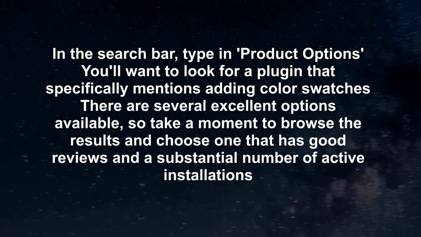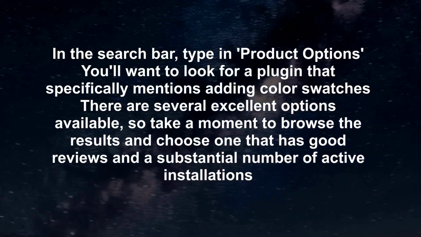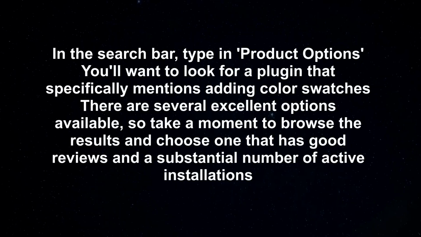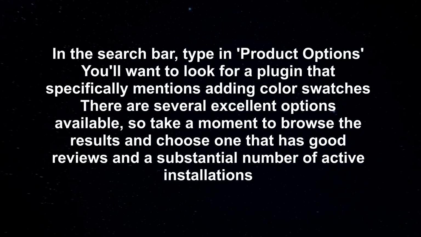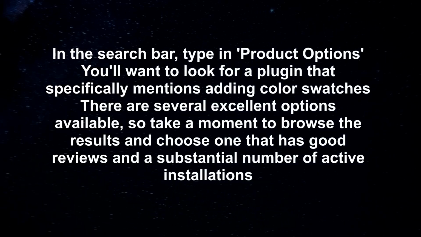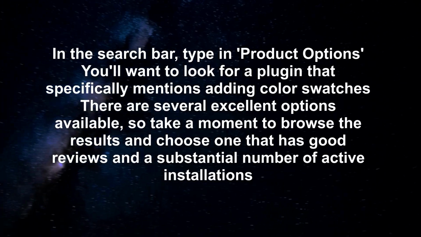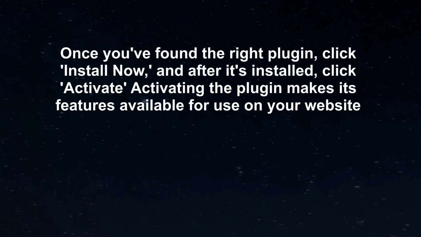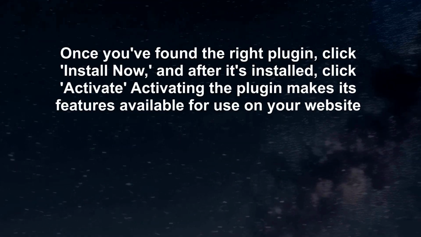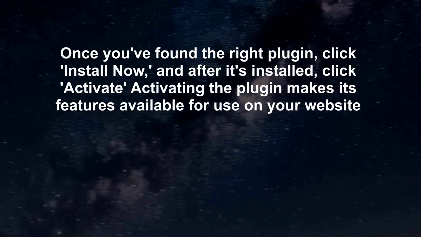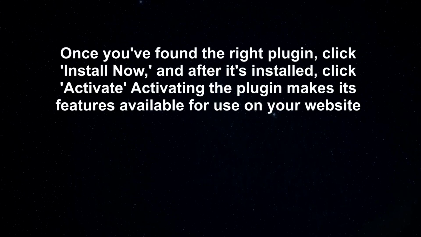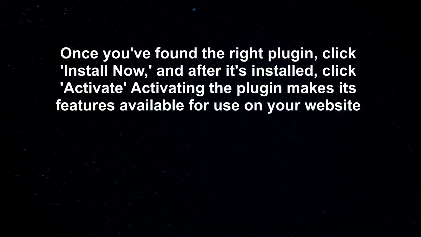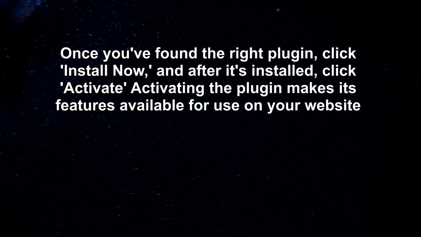You'll want to look for a plugin that specifically mentions adding color swatches. There are several excellent options available. So take a moment to browse the results and choose one that has good reviews and a substantial number of active installations. Once you've found the right plugin, click Install Now. And after it's installed, click Activate. Activating the plugin makes its features available for use on your website.